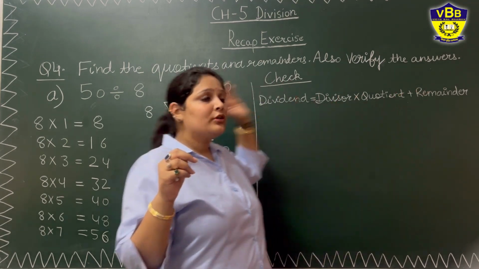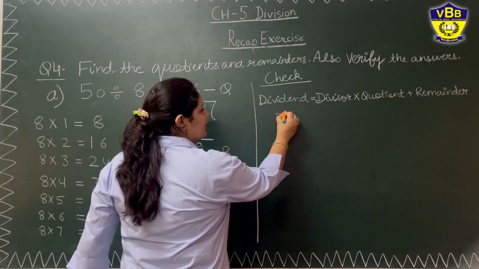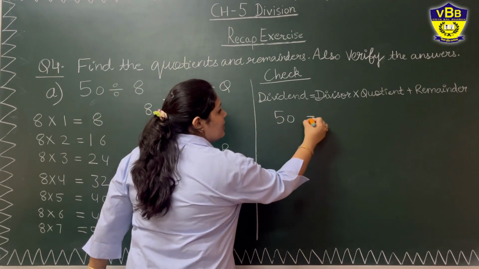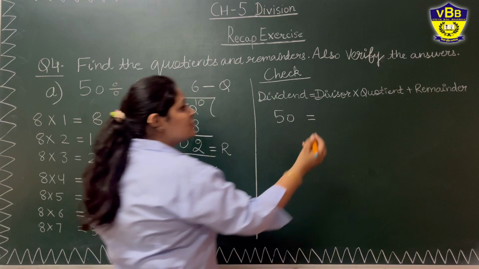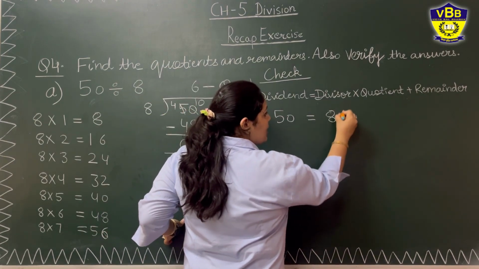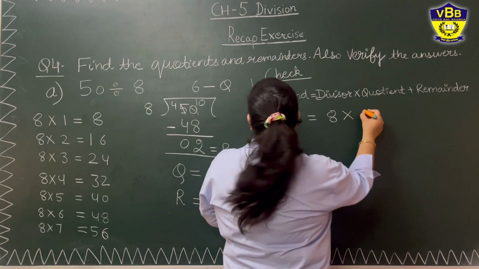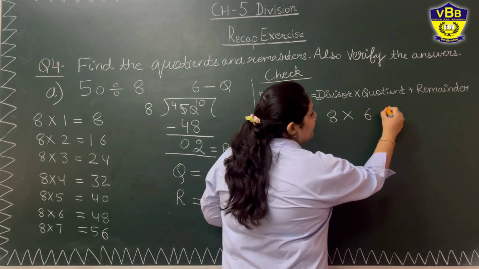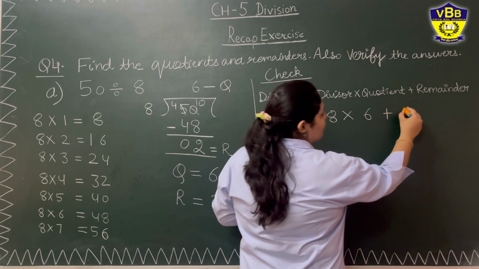So we need to put the values here also. Dividend is 50, the number which is to be divided. Divisor is 8, the number by which we divide. Quotient is 6, the answer we get after dividing. And remainder, the number which is left after dividing, that is 2.